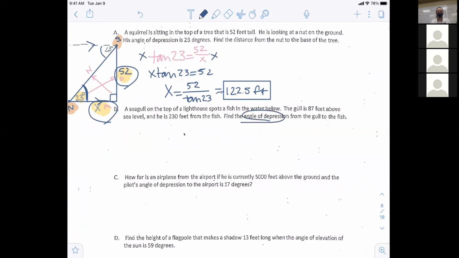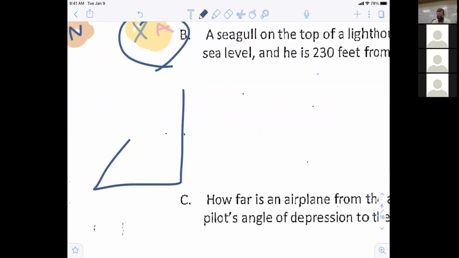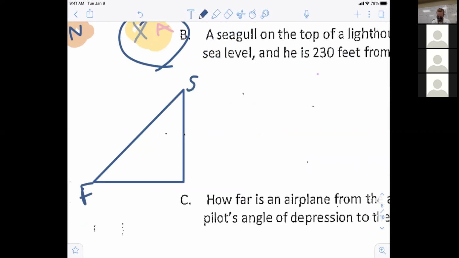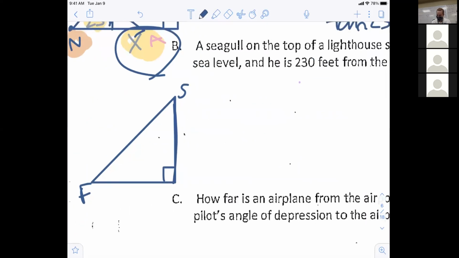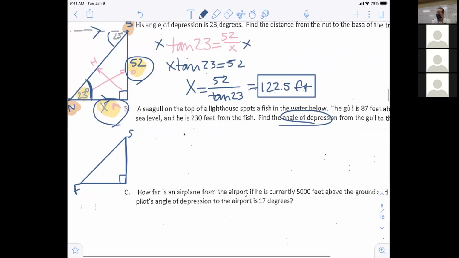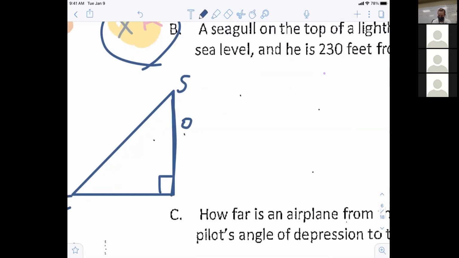A seagull at the top of a lighthouse spots a fish in the water below. So I'm looking at this triangle. My seagull is up here, and my fish is down here in the water. This lighthouse is this vertical distance right here, and it tells me that the goal is sitting 87 feet above sea level. So the whole distance of the lighthouse that I'm on is 87 feet. It also says that the seagull is 230 feet away from the fish.